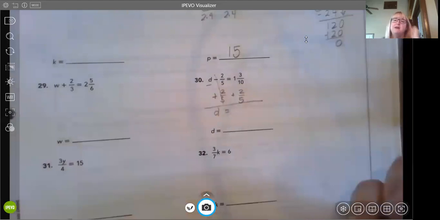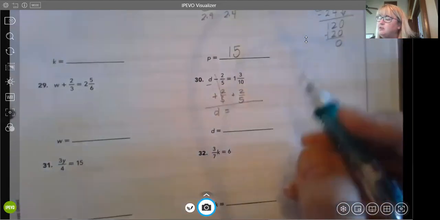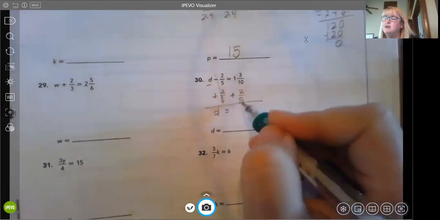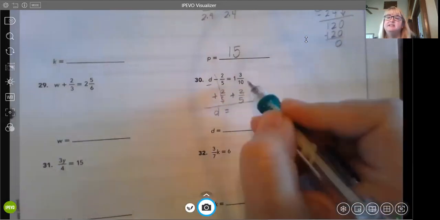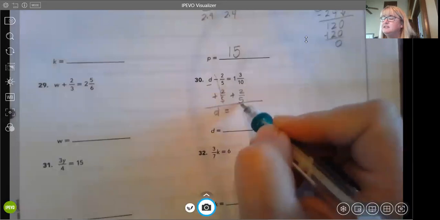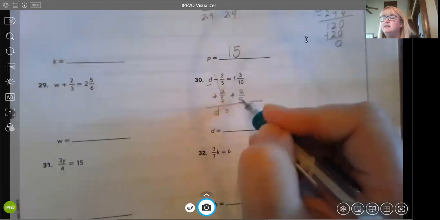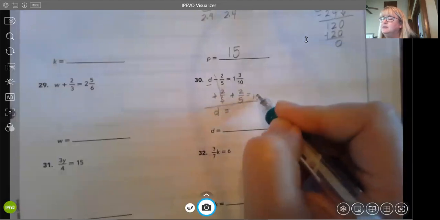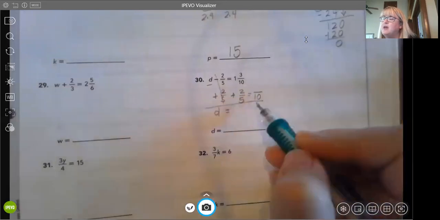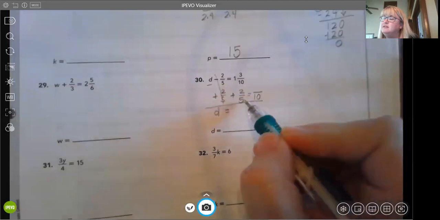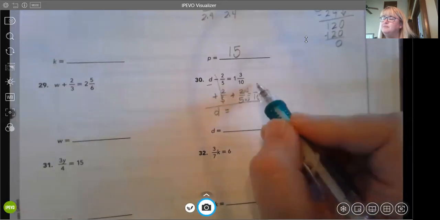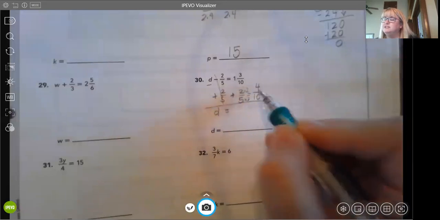All right, the thing about adding is we have to be in the same land. We have to have the same denominator. This is in the land of tenths. This is in the land of fifths. I can make this go to the land of tenths. So how do I make a 5 become a 10? Times 2. What I do to the bottom, I do to the top. So it's going to be 4/10.